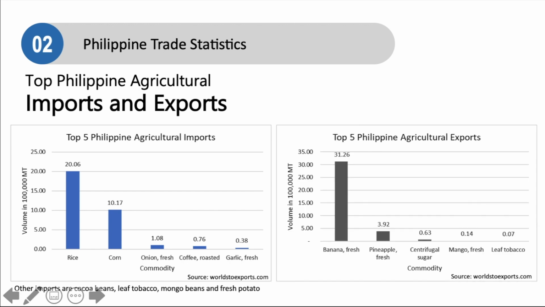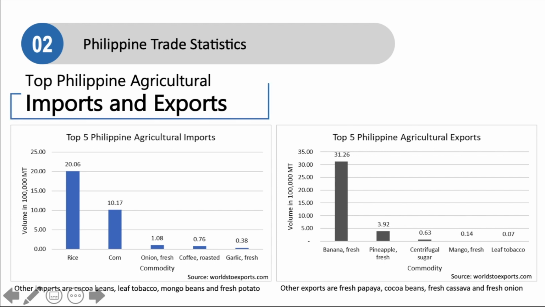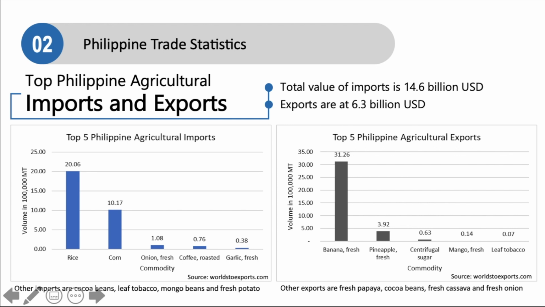How about agricultural exports? These are the commodities that the Philippines exports to other countries, and topping the list is banana, which has a total volume of 3,100,000 metric tons, or this is equivalent to 31 million metric tons during the year 2018. Joining the top 5 list are fresh pineapple, centrifugal sugar, fresh mango, and leaf tobacco. Other agricultural exports are fresh papaya, cocoa beans, fresh cassava, and fresh onion. The total value of imports during 2018 amounted to 14.6 billion US dollars, while the total value of exports amounted to 6.3 billion US dollars.